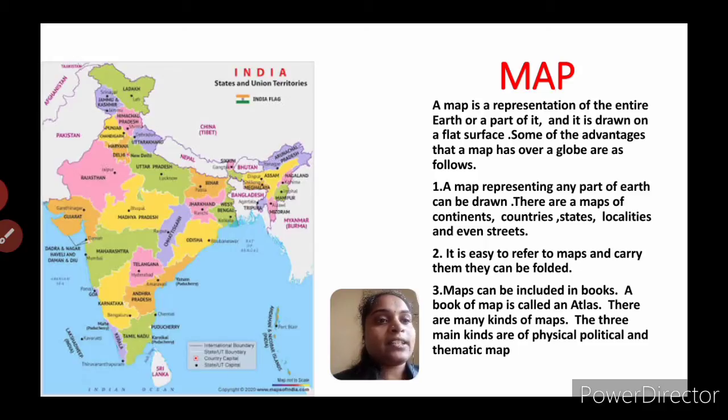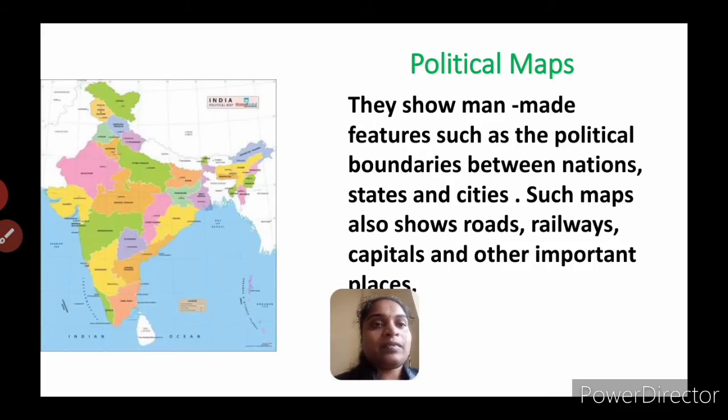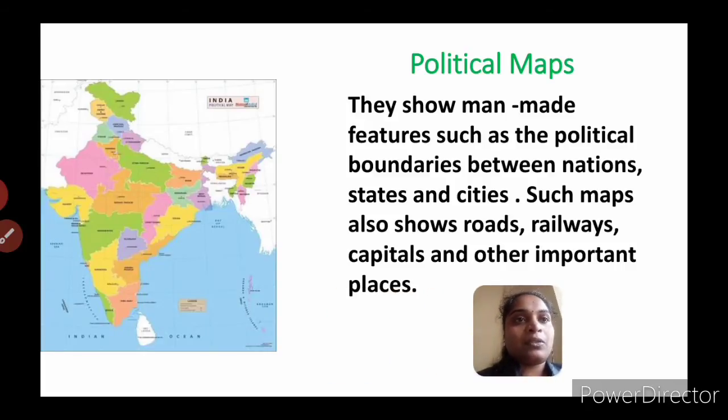There are many kinds of maps. The three main kinds are physical, political and thematic maps. In this video we are going to learn about these three maps. One is the physical, second is political and third one is thematic map. As we have discussed before, we are going to learn about the political map. How are they useful for us?